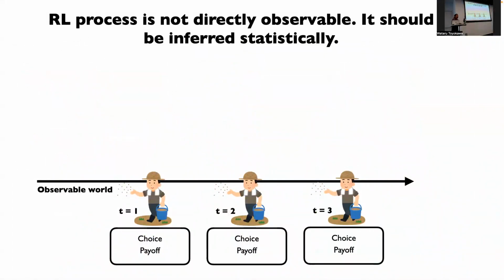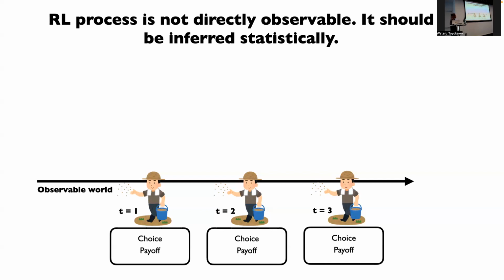The benefit of using a reinforcement learning model to study behavior in multi-armed bandits is that we can estimate what's going on in the unobservable process, like the data generating process or the cognitive process underneath behavior or action. This means only choices and payoffs are observable, from the perspective of the observer or experimenter.